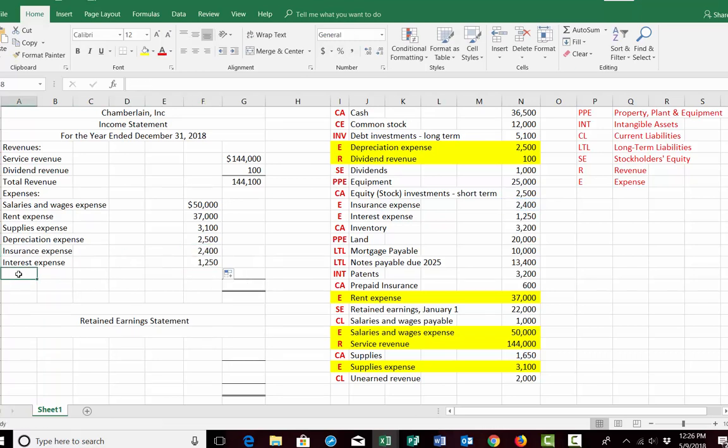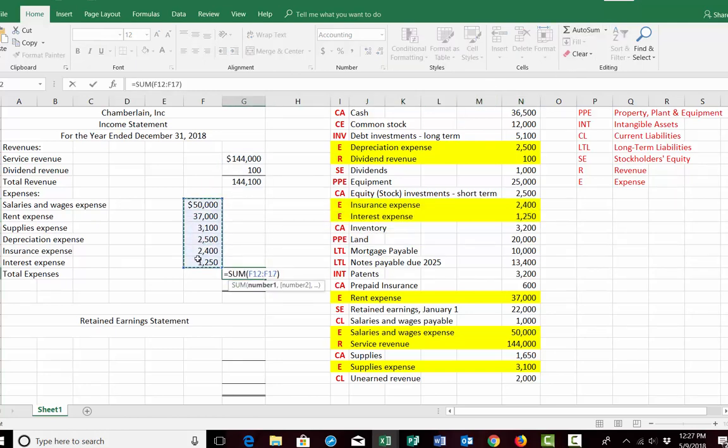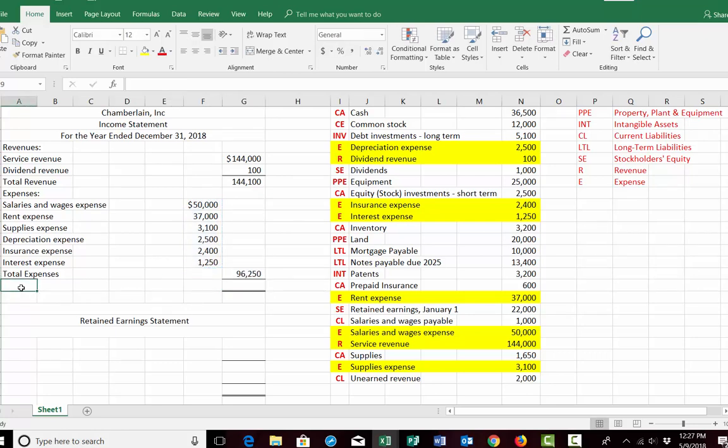Okay, so now we have our total expenses. Let me just highlight all of our expenses so we know that we check them all off. Okay, I think that's everything. All right, so our total expenses is going to be the sum of all of these numbers, and that comes out to $96,250. Now remember, revenues minus expenses gives us net income. So our net income is equal to revenues minus expenses. Also remember that if this number were negative, we would call it a net loss. Okay. All right, so our income statement's all set.